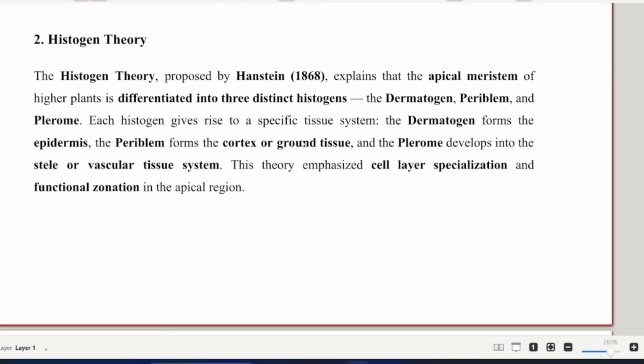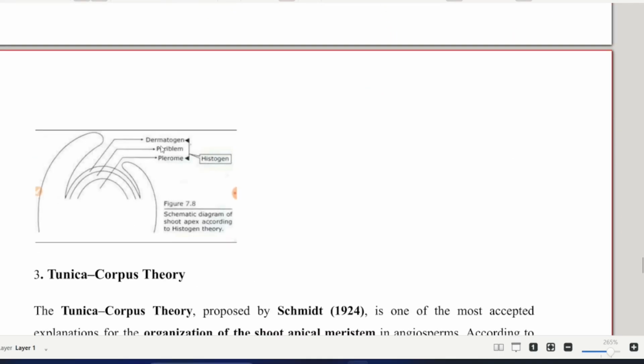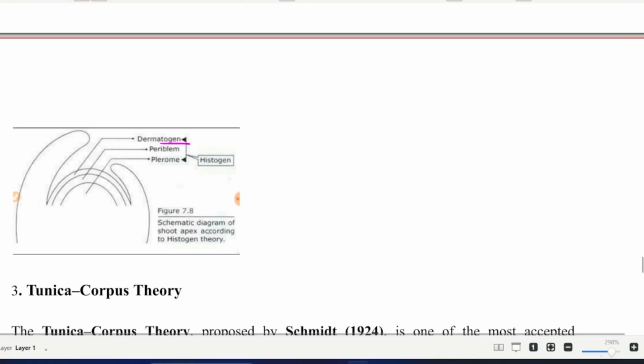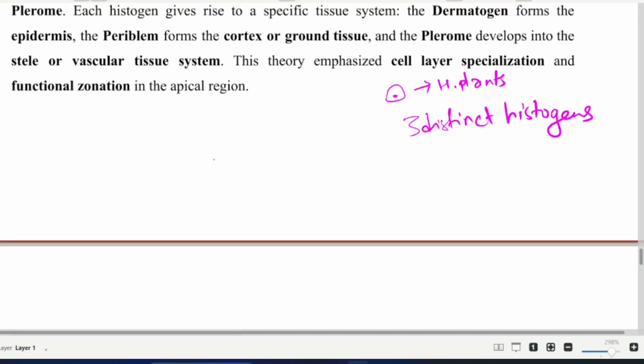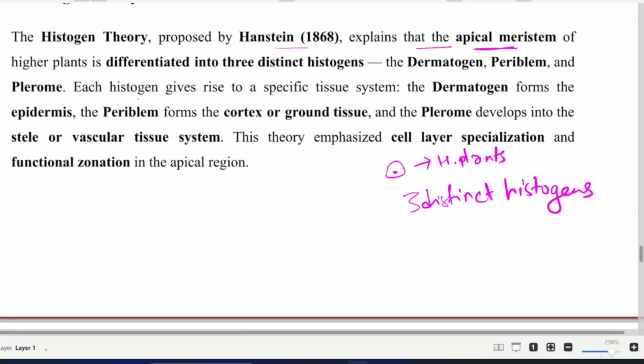Now let's move to the second theory, that is the Histogen theory, which was proposed by Hanstein in 1868. According to this theory, the apical meristem of higher plants is differentiated into 3 distinct histogens, named Dermatogen, Periblem, and Plerome, and each has its own function. Each histogen gives rise to a specific tissue system.